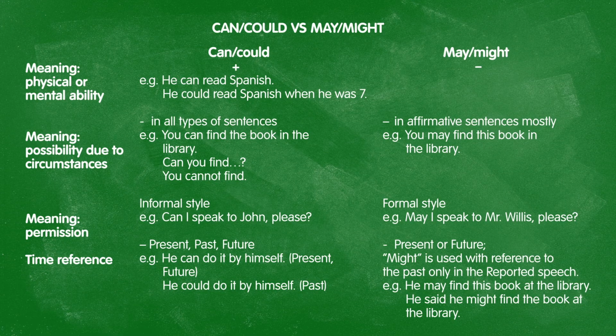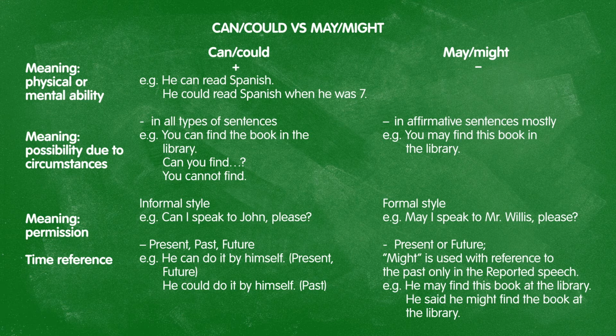And let's sum up the usage of can and could versus may and might in Table 1. So, if we're talking about mental and physical ability, we should use can. In the present tense, he can read Spanish, and in the past, he could read Spanish when he was 7. However, in this case, for ability, we should not use may or might.